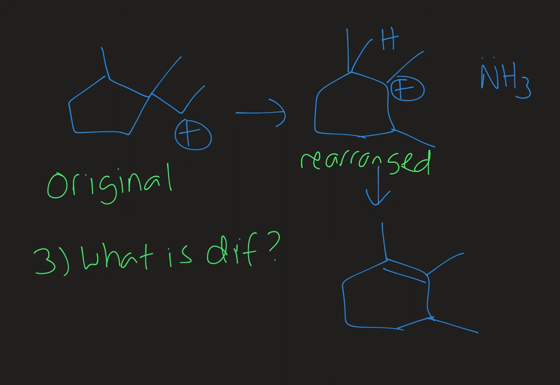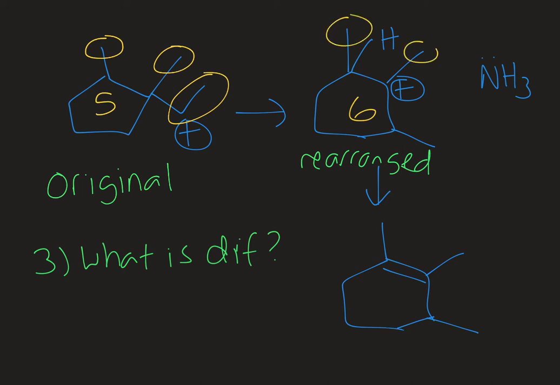So the third tip is look at what's different, right? In this case, I'm going from a 5-membered ring to a 6-membered ring. I can also track where substituents are. In my starting material here, I have methyl, methyl, and ethyl, whereas over here I have methyl, methyl, and methyl. So sort of tracking where things go can help me as well.